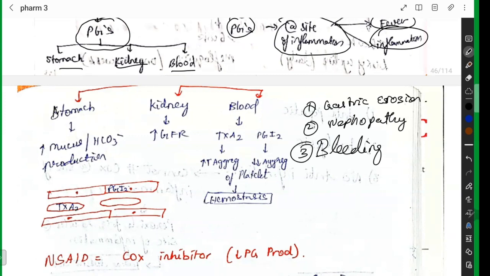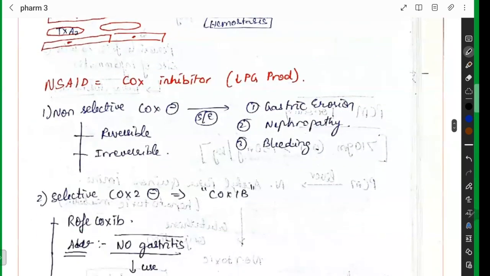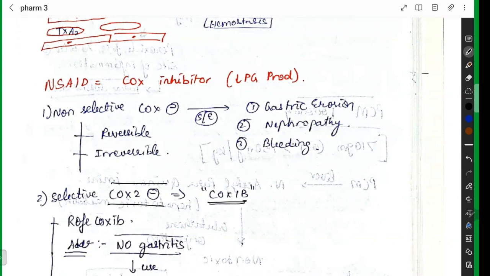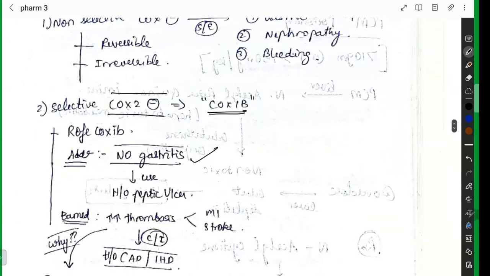Therefore, we are not using the non-selective COX inhibitors now. Now we are using selective COX-2 inhibitors, because in inflammation COX-2 has the major role and not COX-1. The selective COX-2 inhibitor is called COXIB. Now coming to the advantage: no gastritis. But the disadvantage is that they increase thrombosis.